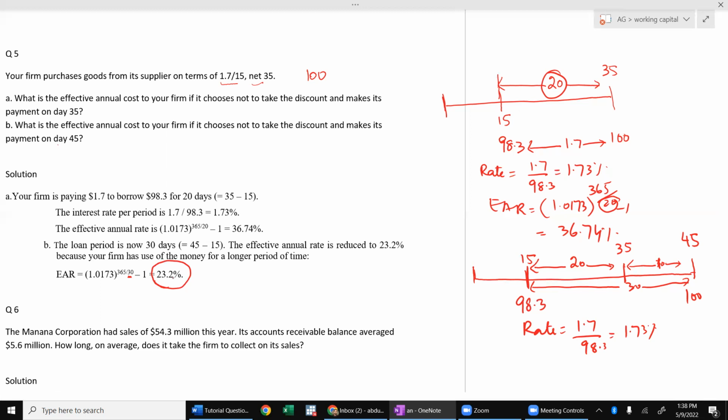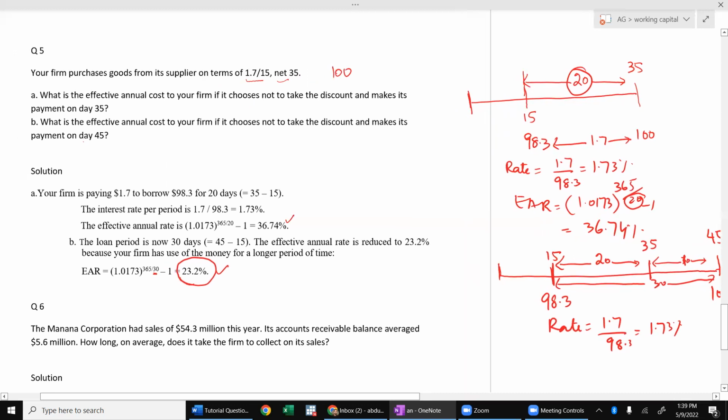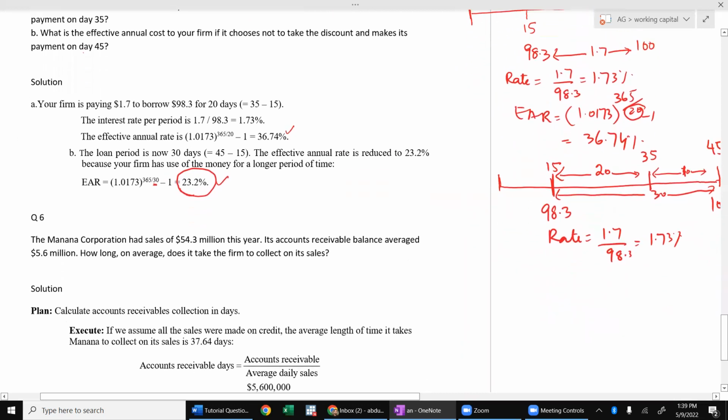Here the bank rate is not given, so you cannot make a decision on whether you should pay or not. In the previous question, the bank rate was given, but here it is not. So you just need to calculate that this is the rate that you will get if you pay on the 15th day.